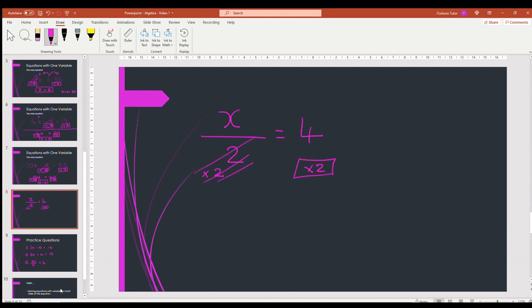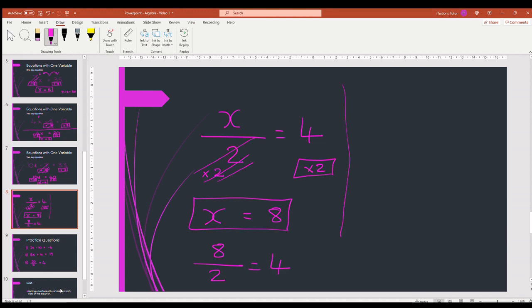This cancels out, which leaves us with x on its own. 4 times 2 is 8. x is equal to 8. Again, we can check our answer by replacing the x with an 8. 8 divided by 2 equals 4.